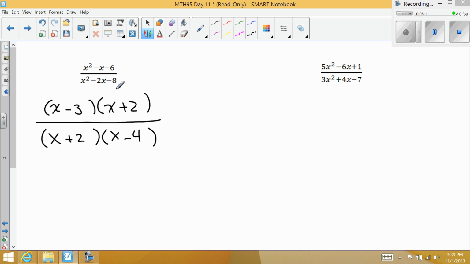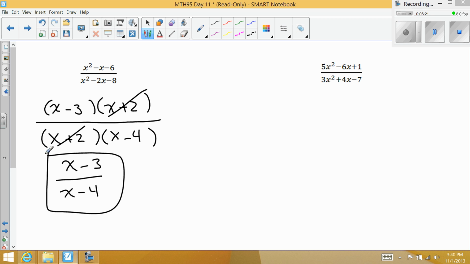And then notice I have a common factor in the numerator and denominator, the x plus 2 and x plus 2, leaving me with a reduced rational expression, x subtract 3 over x subtract 4. So again, what I'm doing is reducing the fraction by finding common factors and then reducing down.